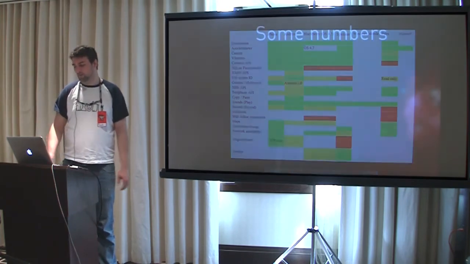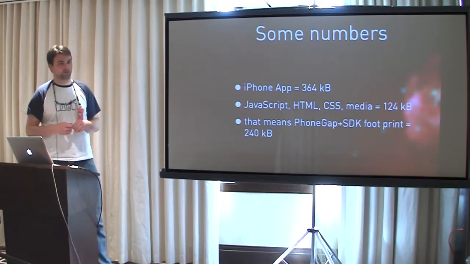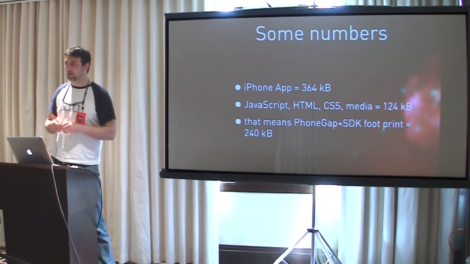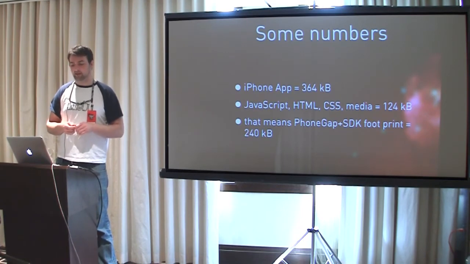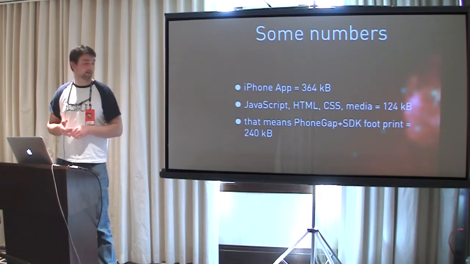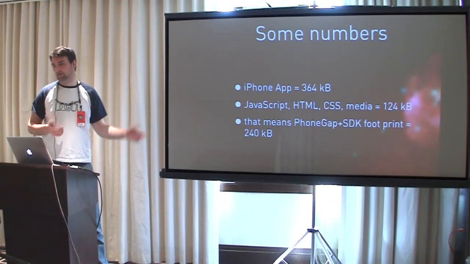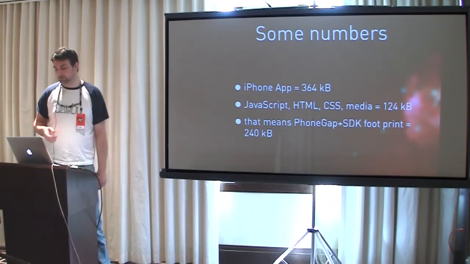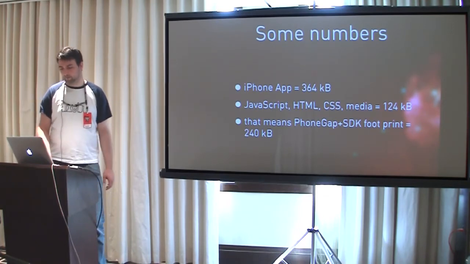What is also interesting to see is how big such an application is. We took our Event Ninja application, and in total, the file that we placed in the App Store was 300 kilobytes. Our JavaScript, HTML, and CSS was 120K. If you subtract that, you just have a footprint of 240K for PhoneGap. So it's really, really small. You can imagine that you can install a lot of PhoneGap applications on an iPhone or an Android device.